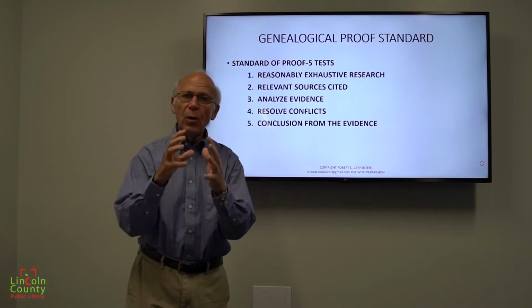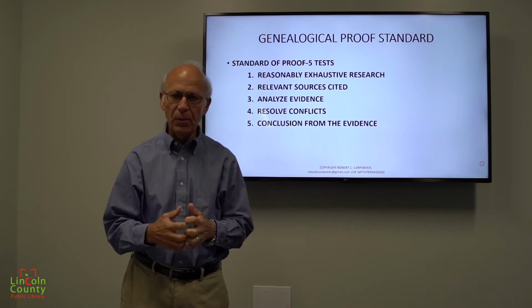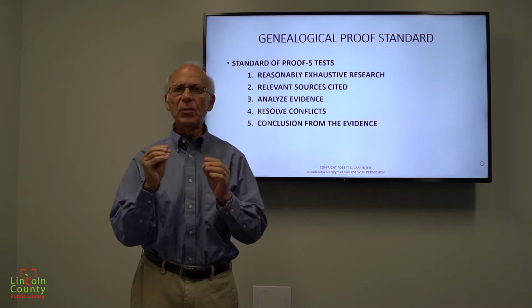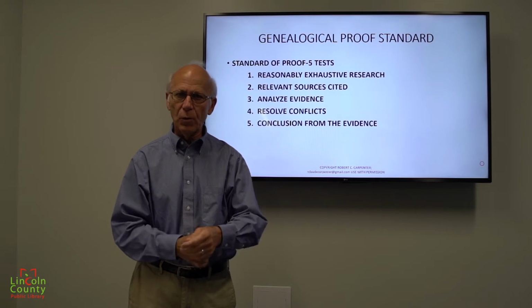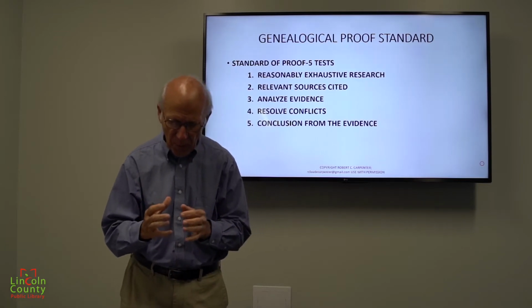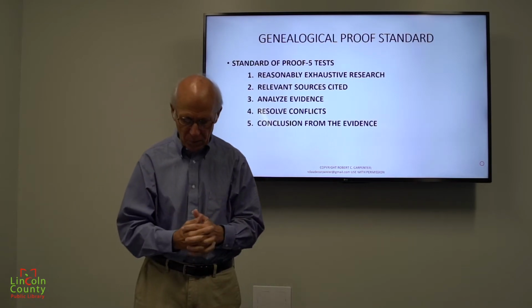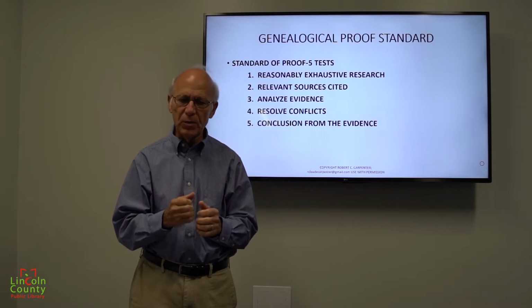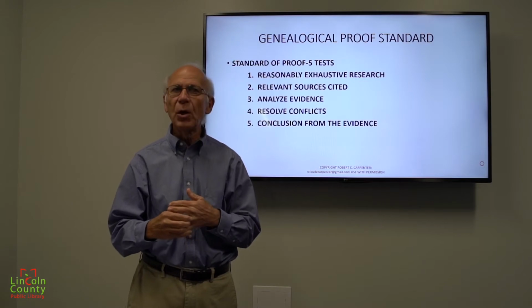So that takes us to the genealogical proof standard. A number of years ago, the National Genealogical Society, seeking to standardize proof for genealogical records and for analysis of lineage, came up with a standard of proof. They had 5 tests in this standard, and these need to be met whenever you're doing your research. Number 1, reasonably exhaustive research.